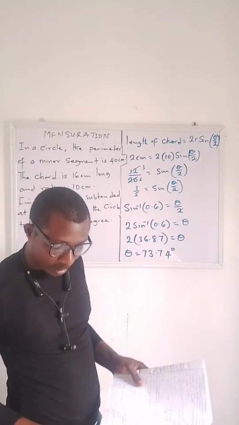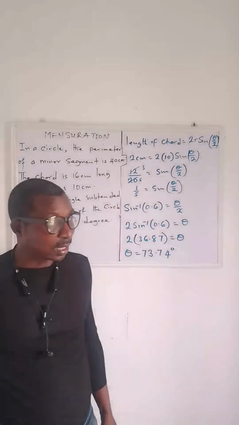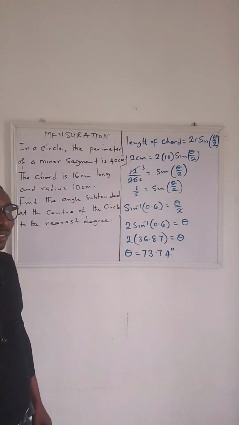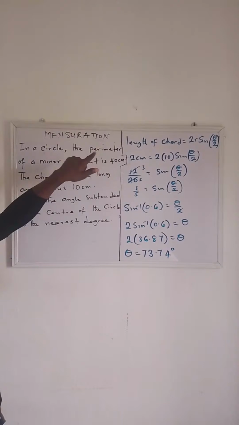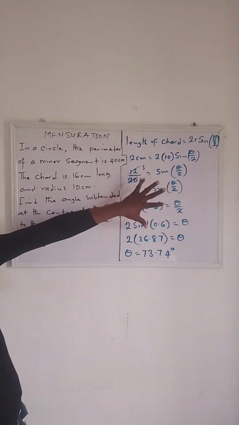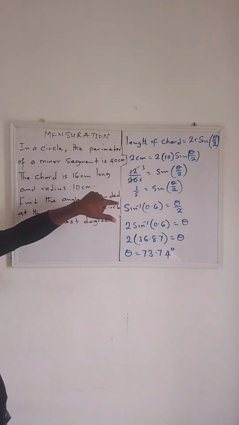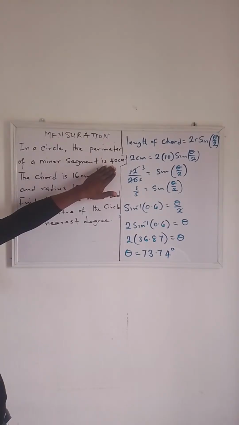Okay, now this is another question. I guess it's a simple question. All right. So now in a circle, the perimeter of the minor segment is 40. So the perimeter of the minor segment is given this time around. Not like the one we just did where we have to find the perimeter of the segment. So the perimeter of the minor segment is given to be 40 centimeter.